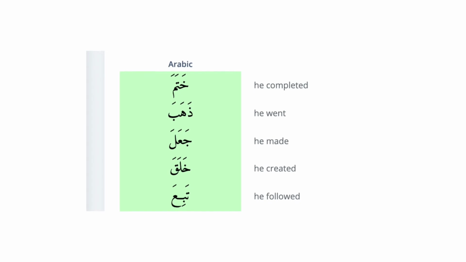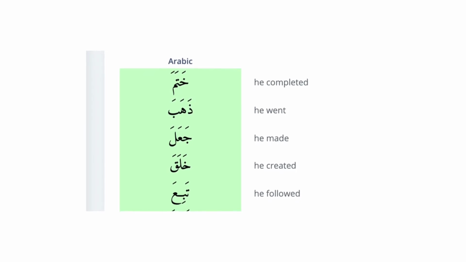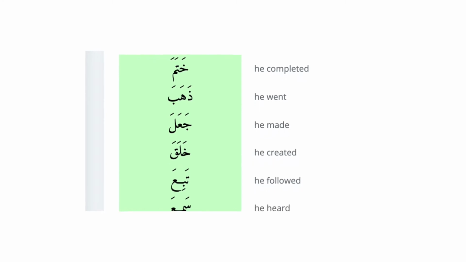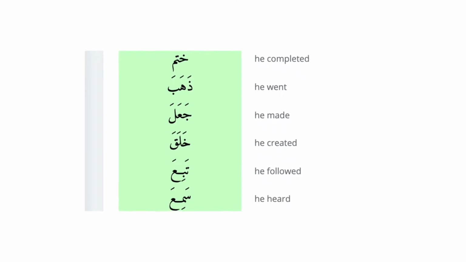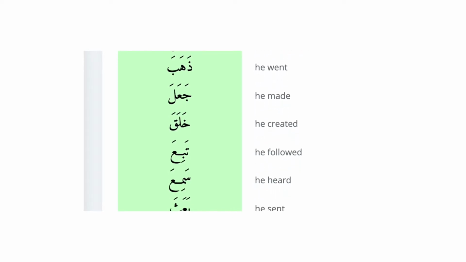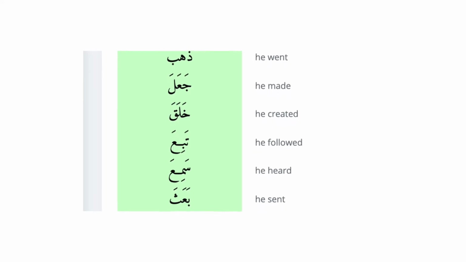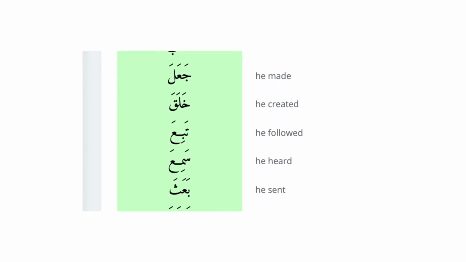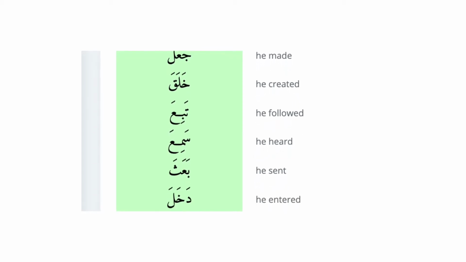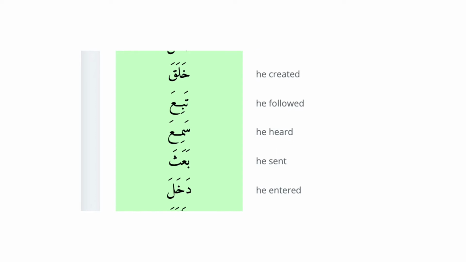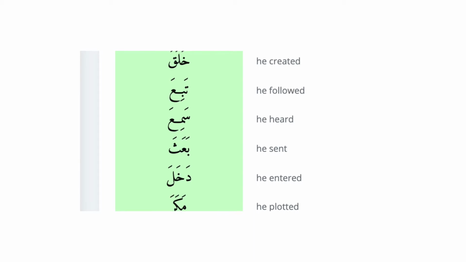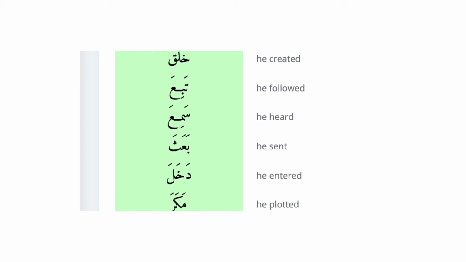Let's see more examples. ختم, he completed. ذهب, he went. جعل, he made. خلق, he created. تبع, he followed. سمع, he heard. بعث, he sent. دخل, he entered. مكر, he plotted. For each pronoun, there are distinct types of patterns.